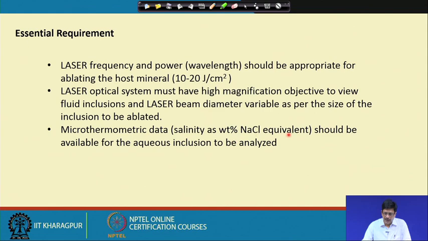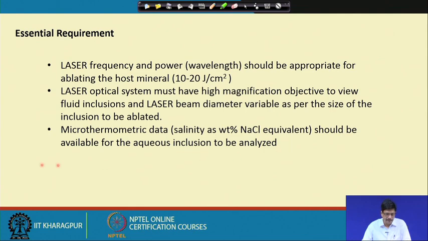Now, microthermometric data should be available for this aqueous inclusion to be analyzed. Here it is possible that we analyze the electrolytes in terms of the chlorides of the dominant cations like sodium, potassium, calcium, magnesium, iron and so on. Those are much more easily analyzed, because analyzing chlorine requires a much higher ionization potential. So, even though it is not impossible to analyze, it is far easier to analyze these cations rather than the anions.